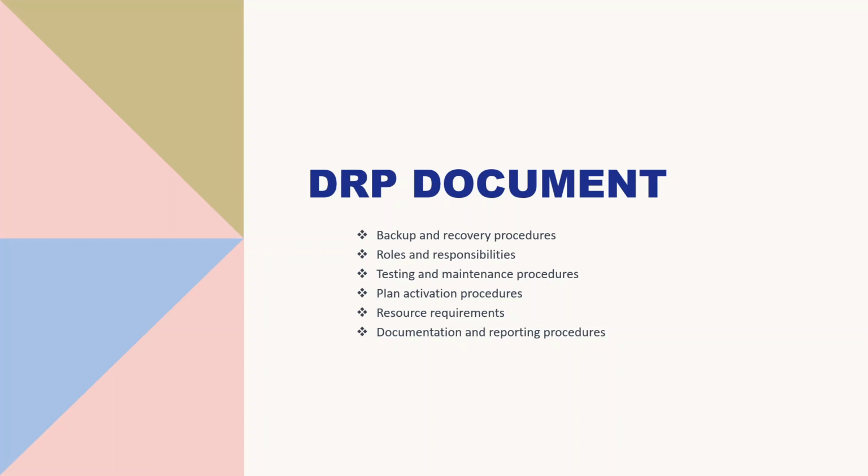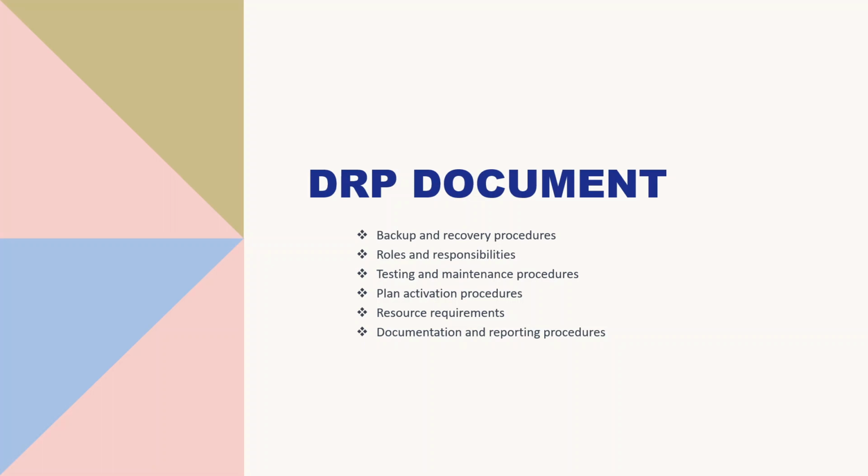Roles and responsibilities. This section should clearly define the roles and responsibilities of all individuals involved in the DRP. It should identify the specific tasks and responsibilities of each person during the emergency response and recovery process. Testing and maintenance procedures. The DRP should be tested regularly to ensure that it is up to date and effective. This section should outline the testing procedures and frequency.